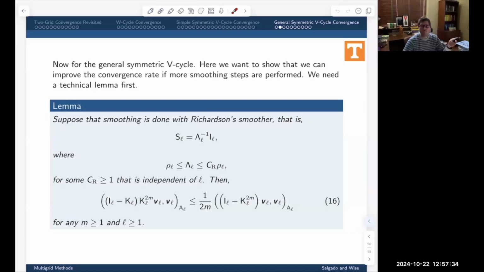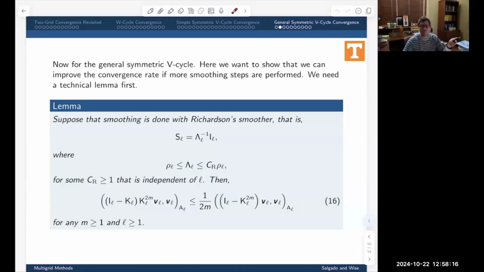m is usually the parameter that we use to denote the number of smoothing iterations that we're doing. And so it shows up in, for example, places like that. This is the technical lemma that we stated and proved last time. If smoothing is done with Richardson smoother, remember Richardson smoother uses a constant iterator, a matrix which is basically some number times the identity. So it's just some diagonal matrix with uniform diagonal entry. So it's kind of the simplest of all possible smoothers that you could use.